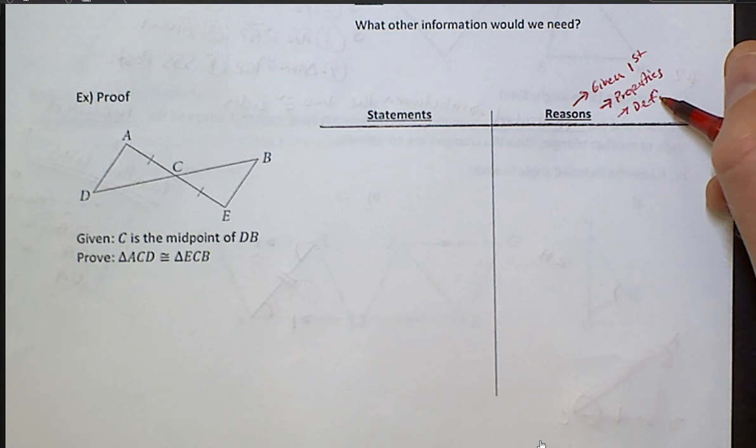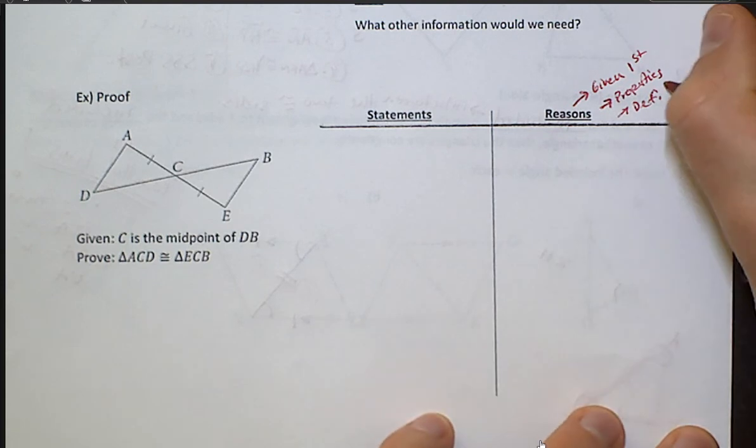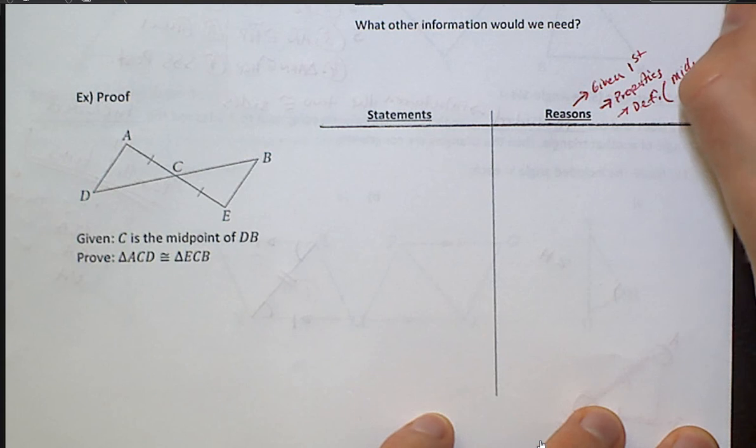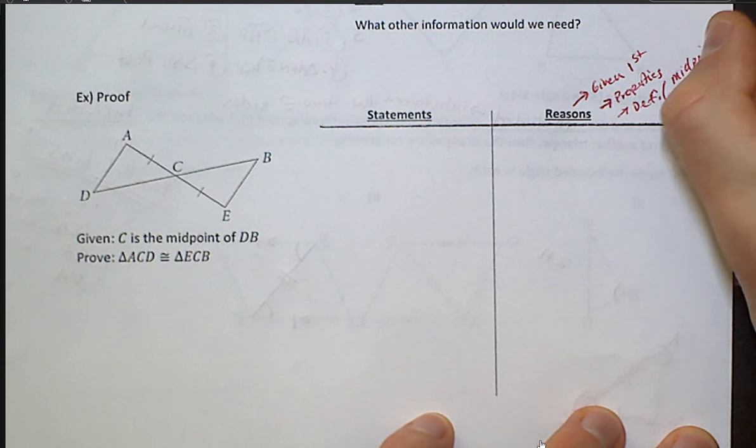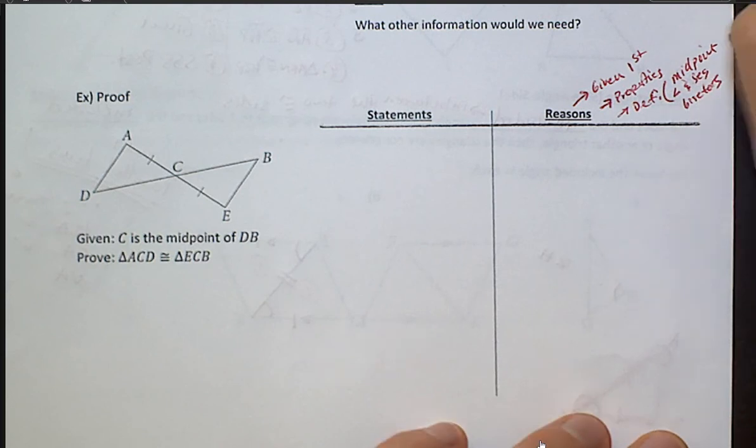Well, vertical angles is a theorem. Probably should scratch that one. But any definition that we've covered, the most common definitions you're going to see are midpoint, angle, and segment bisectors. Those are the most common definitions you're going to see. And you're going to see one in this statement right here. Okay, so let's talk about strategy for proofs.